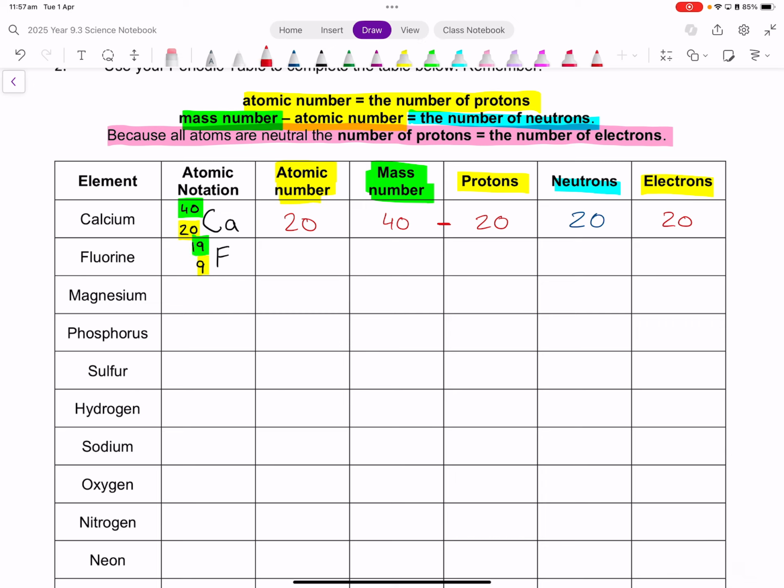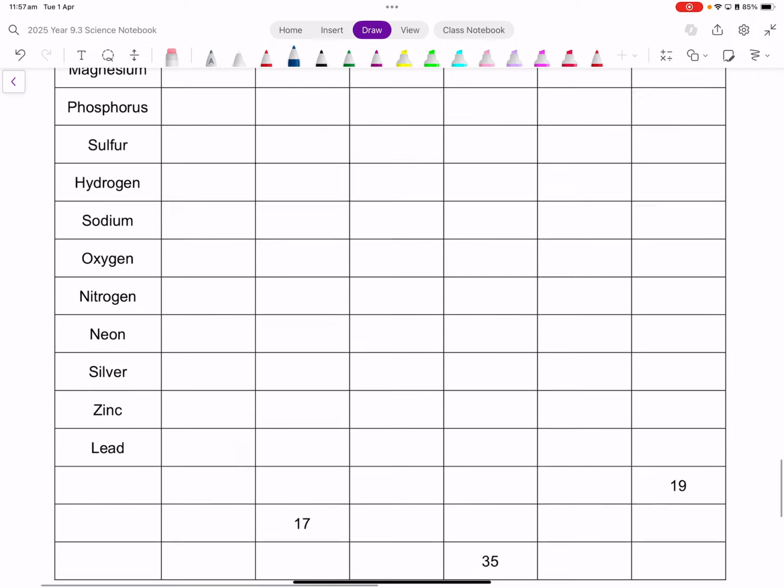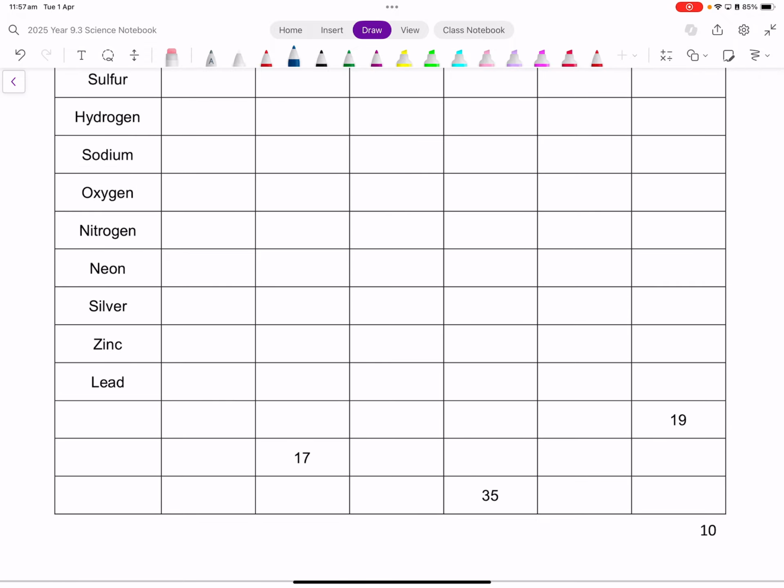And we find that the atomic number for fluorine is 9. This means the number of protons and the number of electrons is also 9. We see that the mass number is 19. And because we take the atomic number and subtract it from the mass number, and the atomic number and the number of protons are the same, 19 minus 9 gives us how many neutrons? 10. So your job now, please can you finish this table for me? Now the last three are particularly tricky because you're going to have to go and find these elements using your periodic table. Give it a go.